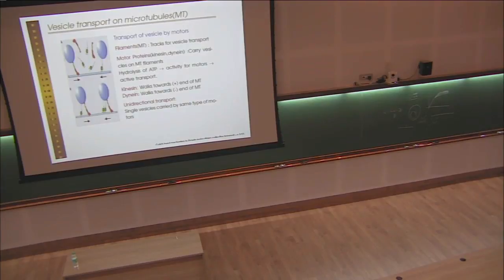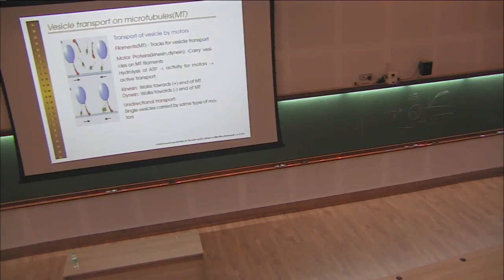And these filaments are within the cell. There are various classes of filaments. You have the microtubule filaments, which typically are radially oriented within the cell. And apart from that, you also have actin filaments, which together make up the transport machinery, or the tracks that we are talking about. What these motor proteins do is hydrolyze ATP, and this hydrolyzed ATP gives rise to the activity of the motors, which gives rise to this active transport.